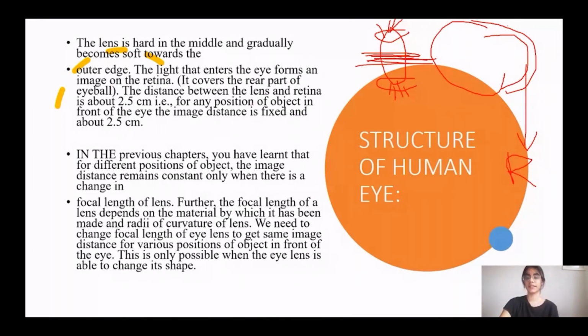Distance between lens and retina, since this is the lens over here, this is the retina, this distance is never changing. Your lens cannot shift. Your eyes are always in one place, and your retina right at the back is always in one place. So the distance between the image that is formed and the lens will not change, and it will always be about 2.5 centimeters for any position of the object.